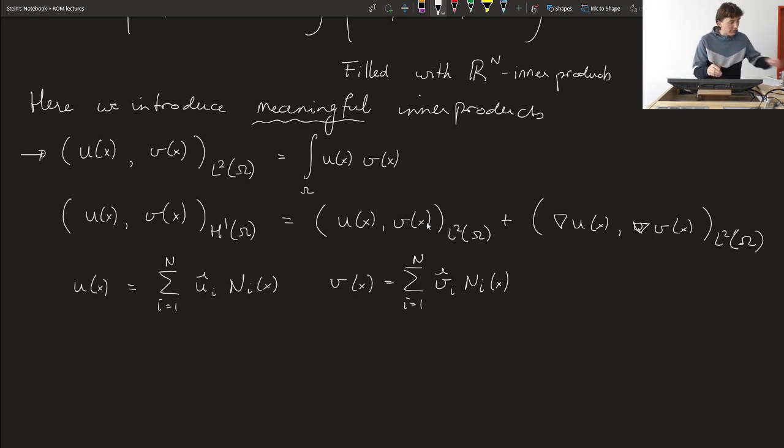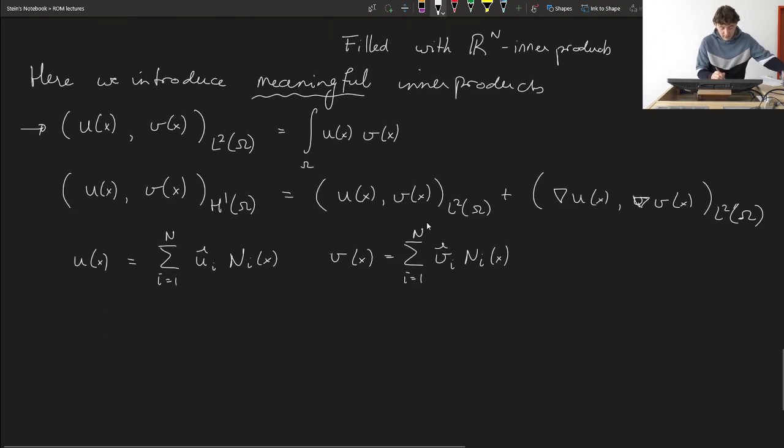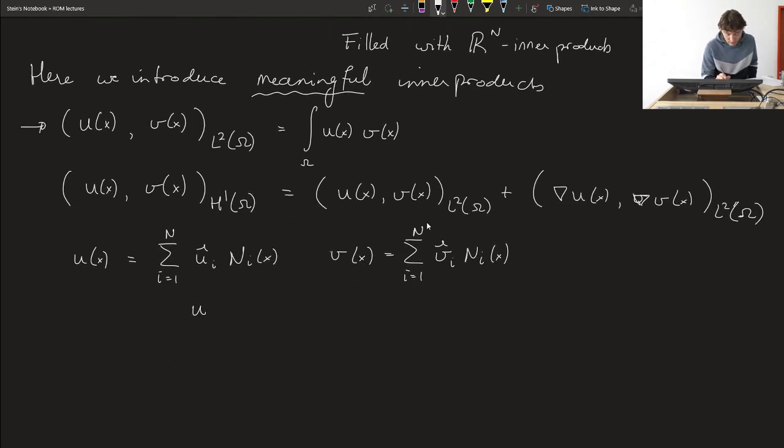So compared to the vectors that we have right here, you would write this as u transpose, a vector, times now a vector of basis functions N(x). So now these are the vectors that we were familiar with in finite element computation. And similarly we have a vector v, which is filled with all the coefficients, so these are all the v hats, multiplied by N, a vector of basis functions.